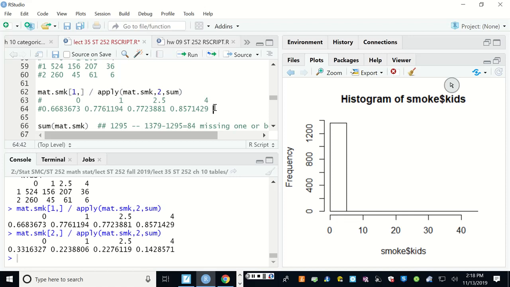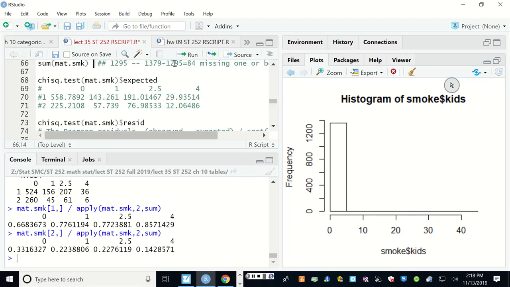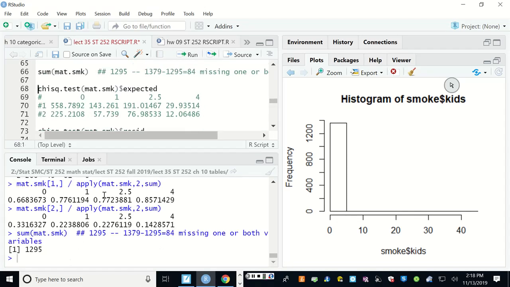So there's 2,129 in this table. There's 84 who were either missing the number of kids or their desire to quit. Some were missing both.